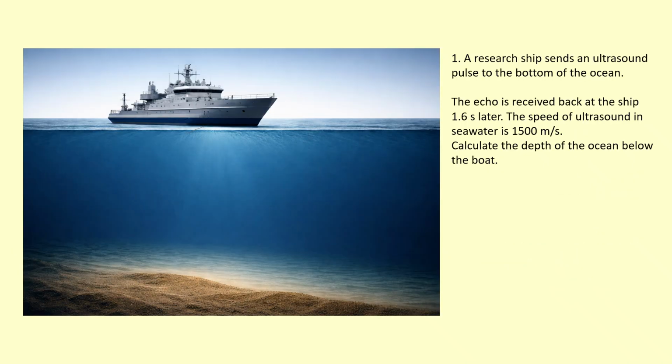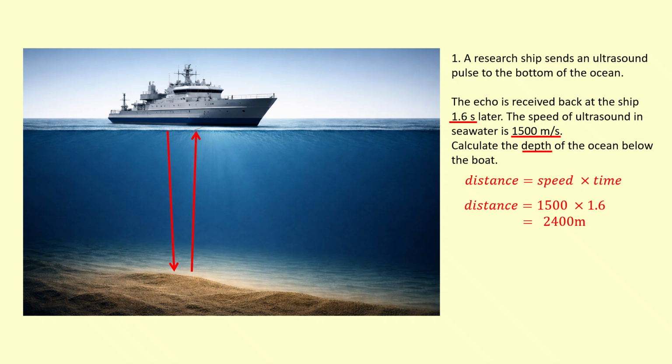Okay, so example number 1. A research ship sends an ultrasound pulse to the bottom of the ocean. The echo is received at this ship 1.6 seconds later, and the speed of ultrasound in water is around 1,500 meters per second. We need to calculate the depth. Okay, we're just going to do distance equals speed times time. So let's multiply those numbers together. Okay, so we get 2,400 meters. However, this is the time that it took to go to the bottom of the seabed and come back up. Right, so we really need to divide this distance by 2. So the actual distance is around 1.2 kilometers below the ship.